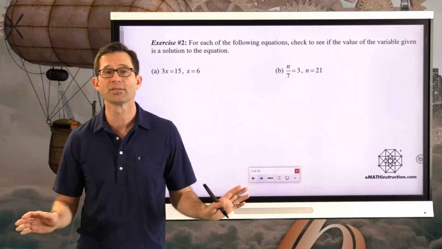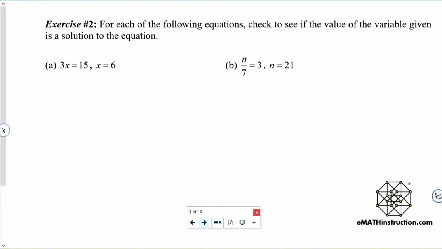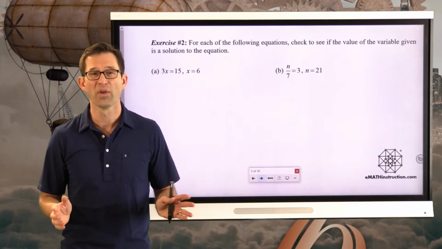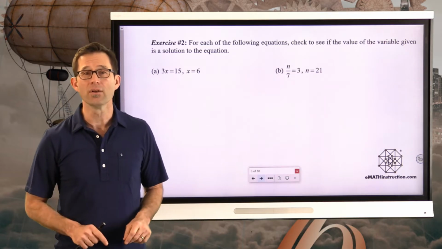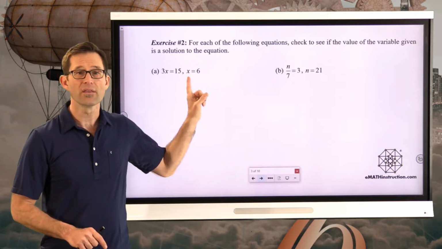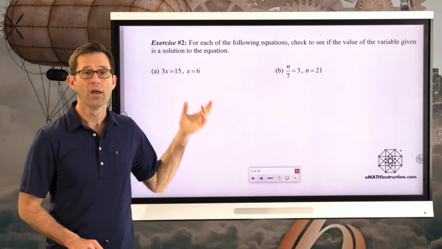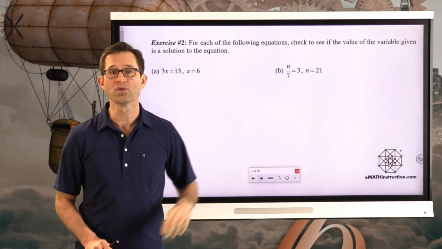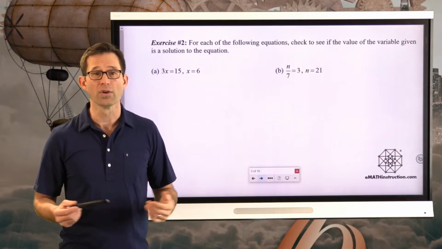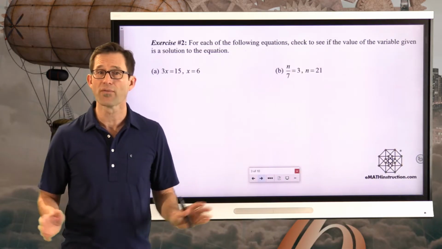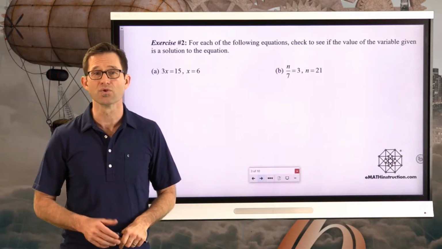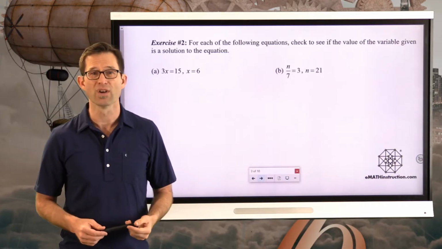All right, exercise number 2. For each of the following equations, check to see if the value of the variable given is a solution to the equation. We've done this quite a bit. So what I'd like you to do in both A and B is take the value of the variable that they supply us, x equals 6 and n equals 21, substitute it back into the two equations, and see if it makes the equation true. If so, it's a solution, and if it makes it false, it's not a solution. Pause the video now and go ahead and check this.